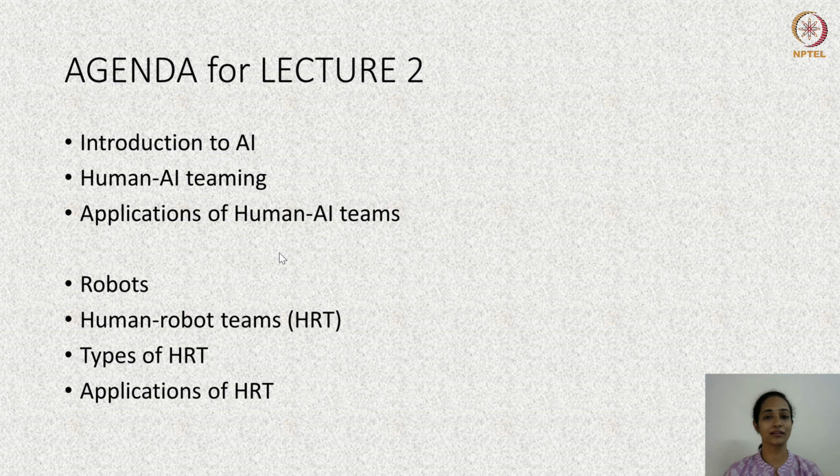Then we will look at a distinct category of artificial intelligence, robots. We will look at what are human-robot teams and what are the different types of human-robot teams and its applications. Let us dive into the second lecture.